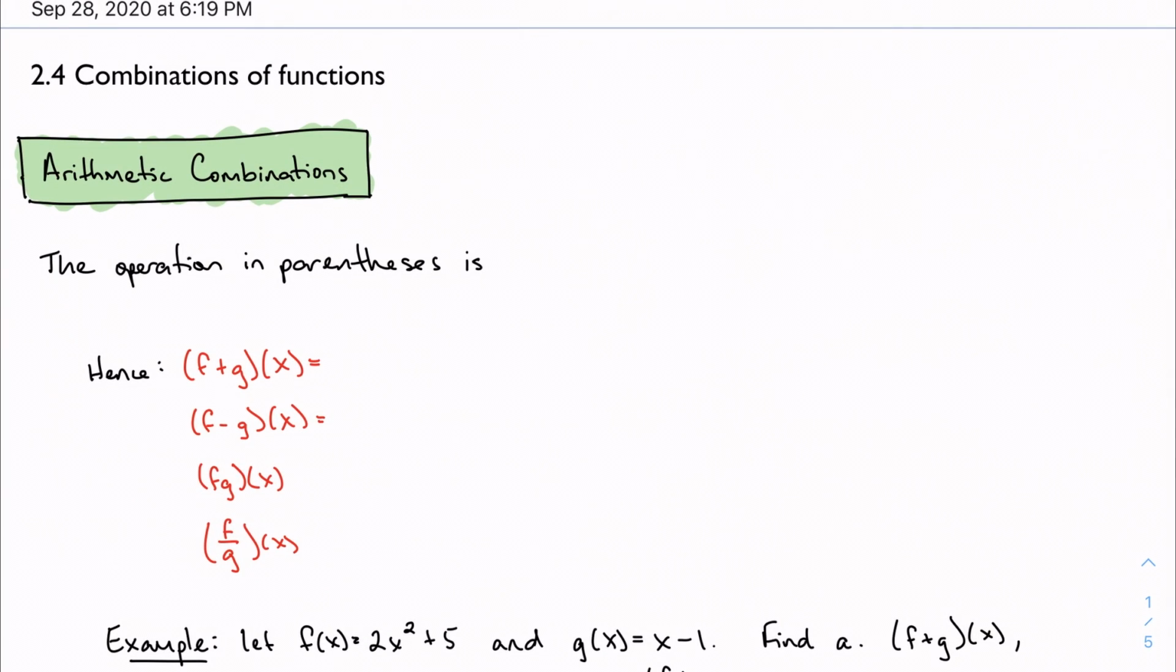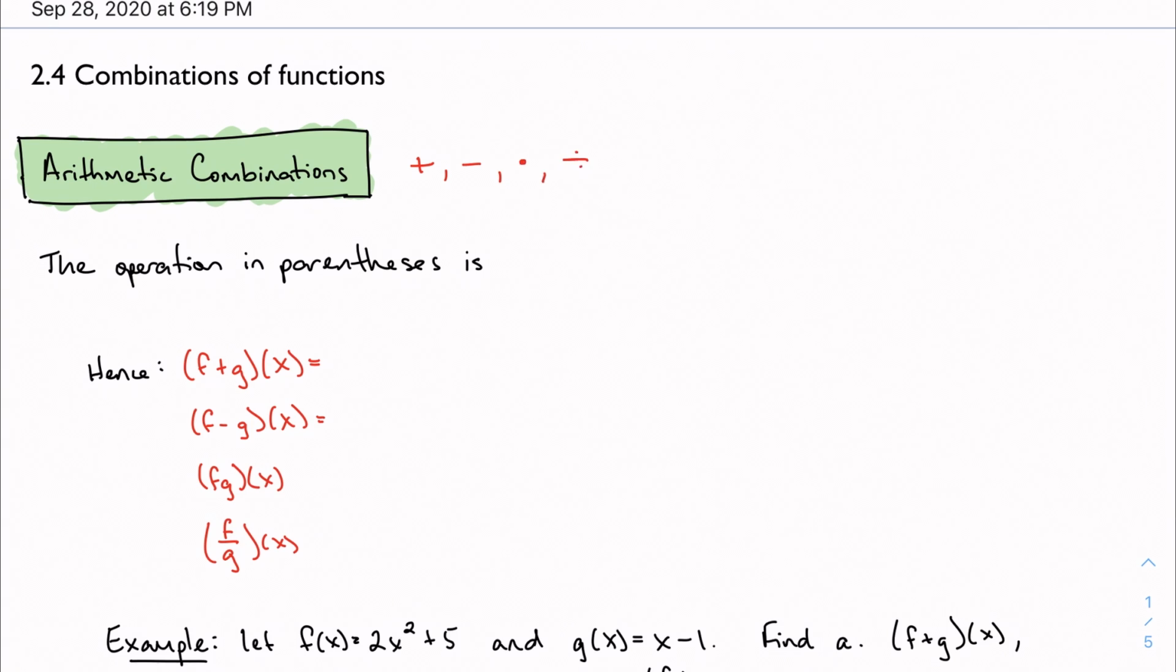So in 2.4, we're talking about combinations of functions. And when we talk about combinations of functions, there are two main ways we can look at this. The first one is what we would call an arithmetic combination. You can see in the word, it looks like arithmetic. That's because we're going to follow our four basic arithmetic operations: addition, subtraction, multiplication, and division.